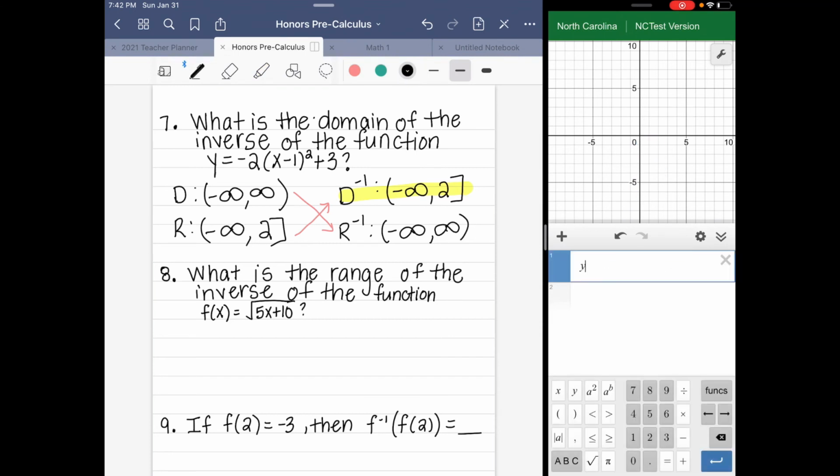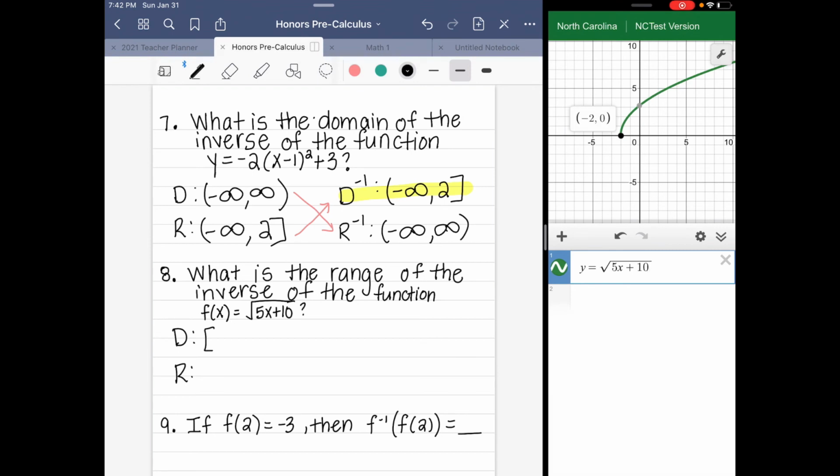All right, so same thing for this problem. If I look at my original, I have the square root of 5x plus 10. And we're going to state the domain and range. So the domain is starting at negative 2 and it's going to infinity. The range is starting at 0 and going to infinity.